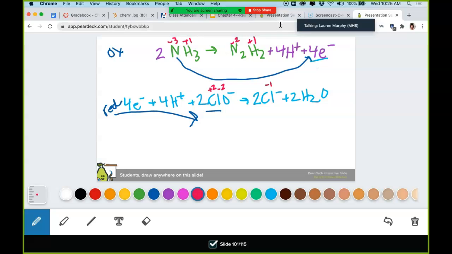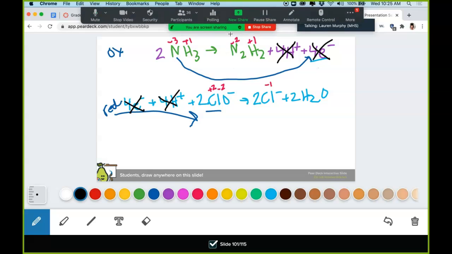Okay, so now what do we do? Now we cancel out everything that's the same or subtract them on opposite sides, and everything on the same side gets added together. So I have 4 electrons as a reactant and 4 electrons as a product. They cancel. I have 4 hydrogens as a product and 4 hydrogens as a reactant. They cancel. Okay, is that it? Yes. Now this was said to be basic. So what do we do?